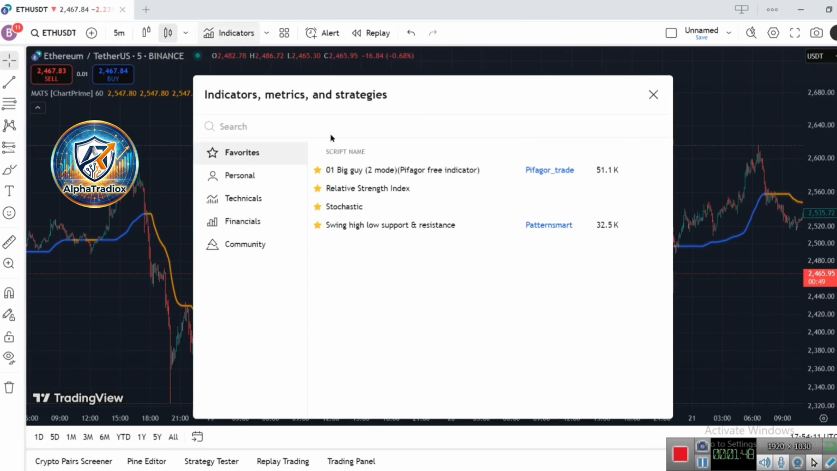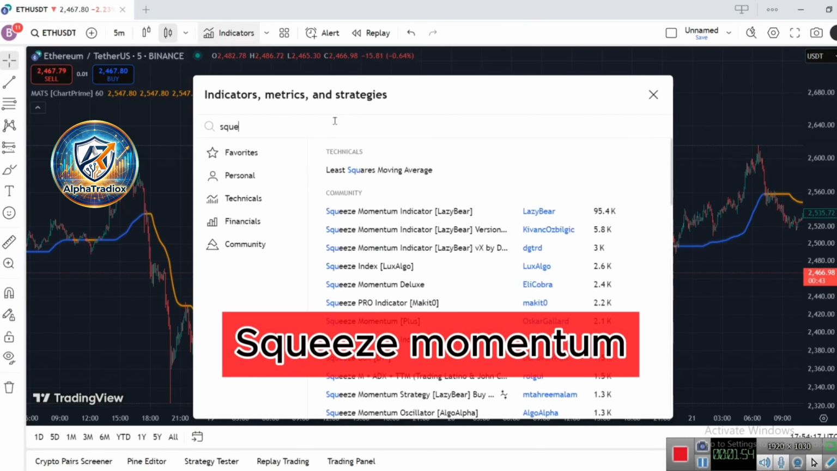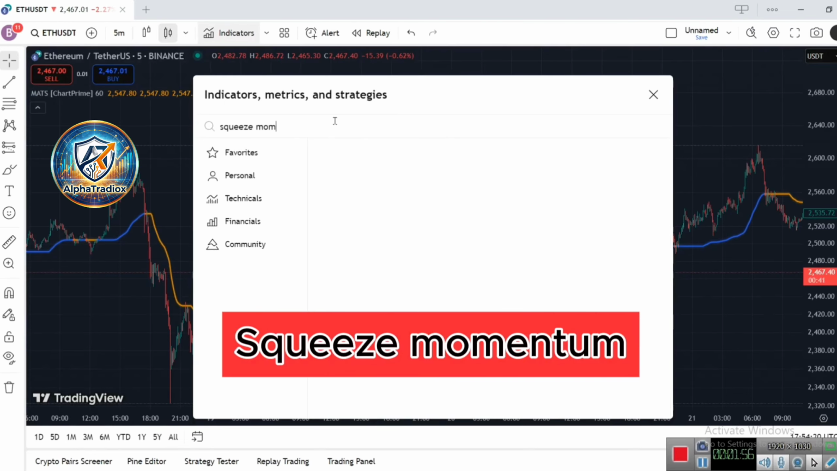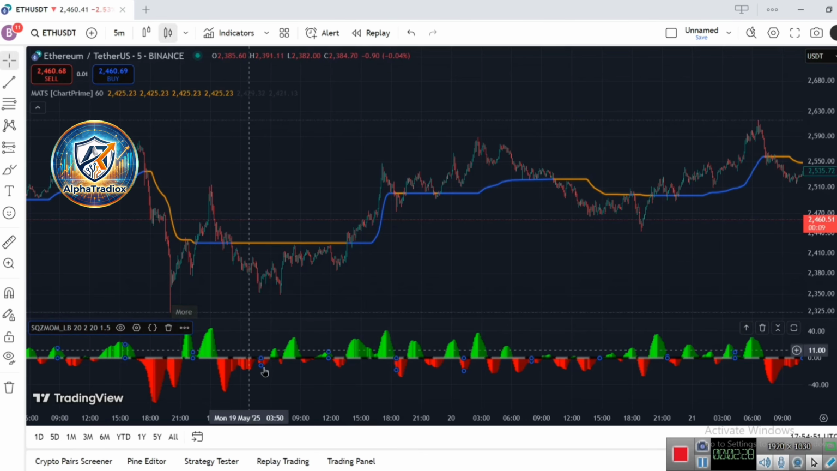The second indicator we want to use is an oscillator. We go to the Indicators section, search for Squeeze Momentum, select the first option, and you'll see the indicator added. Then, we enter the settings of the second indicator.